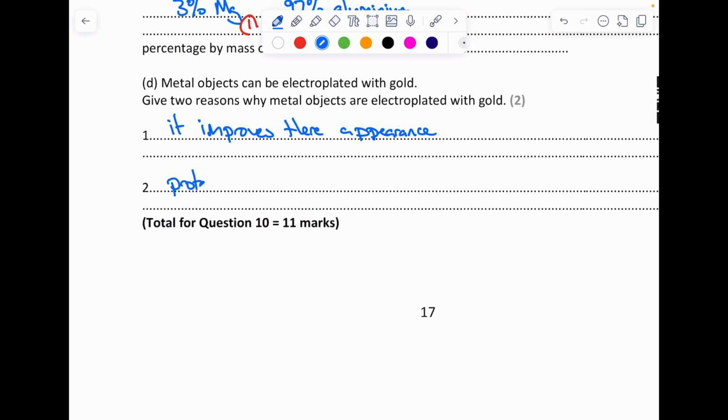So we can put here protects, I'm going to call it the base metal, that's the metal underneath the layer that we put on, protects the base metal from corrosion. Okay, and they're the 2 reasons that we would use electroplating.